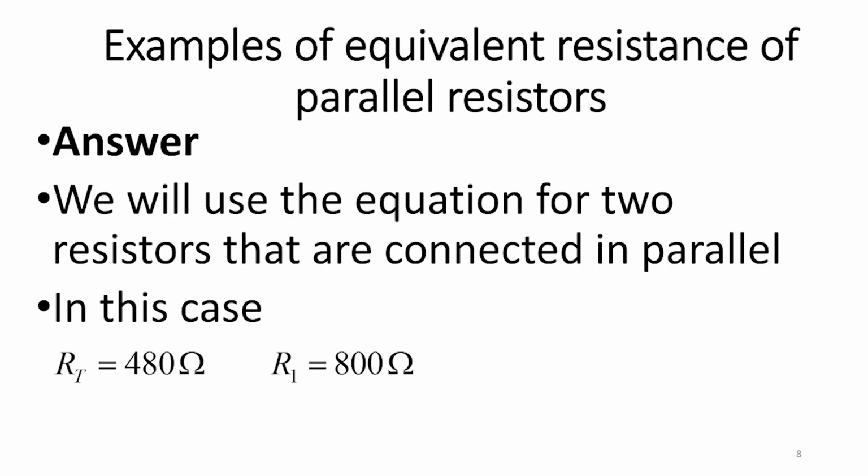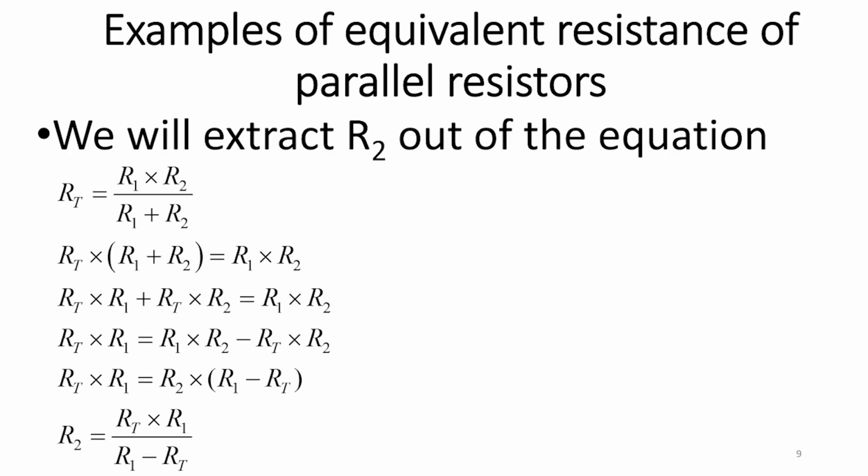Answer. We will use the equation for two resistors that are connected in parallel. In this case, RT equals 480 ohms and R1 equals 800 ohms. We will extract R2 out of the equation. RT equals R1 times R2 over R1 plus R2. Multiplying both sides of the equation by R1 plus R2 gives RT times, in parentheses, R1 plus R2 equals R1 times R2. So we get RT times R1 plus RT times R2 equals R1 times R2.